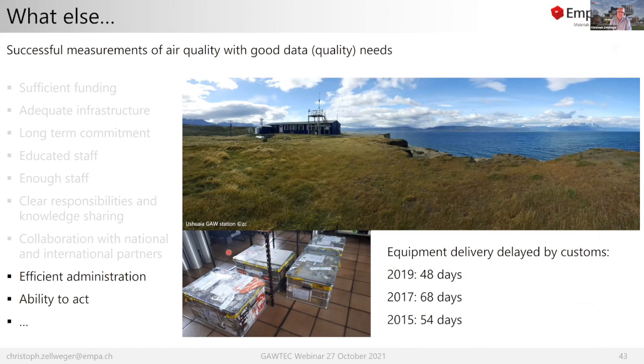And this is sometimes something you cannot really influence. But the administration, for example, if bureaucracy is different in different parts of the world, and our experience is that in some places it's more difficult, and then it's also difficult to react. For example, if you have an instrument that breaks down, you must be able to act immediately to solve the problem, because otherwise you will have data loss.